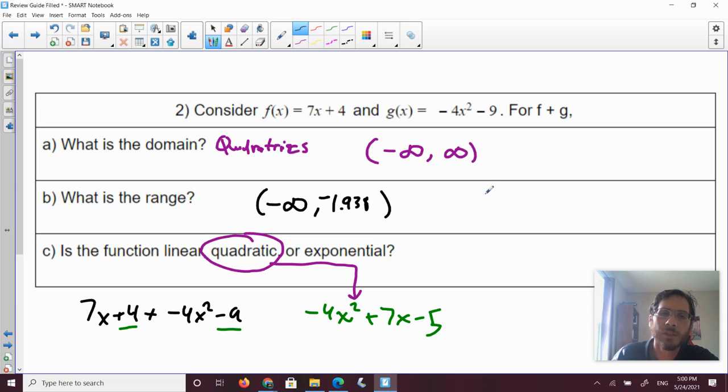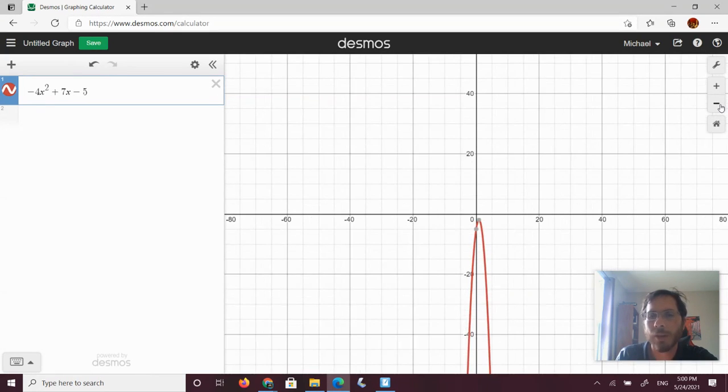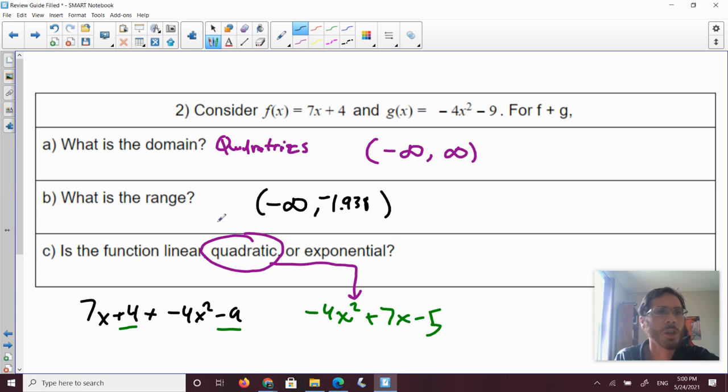Remember, domain is the x's, range is the y's. And again, if we look at the plot, even as I zoom out, I'm never going to get above that one vertex point, and my parabola keeps going out further and further the more I zoom out. So that's going to be it for question 2.